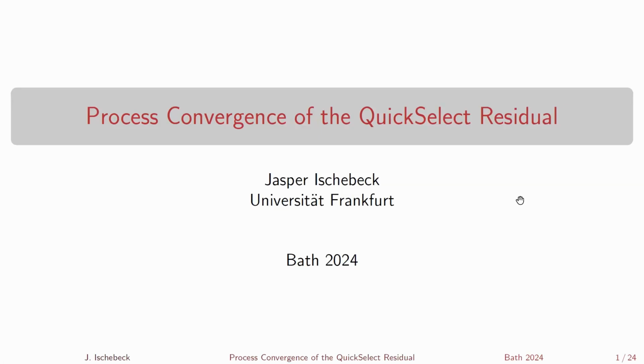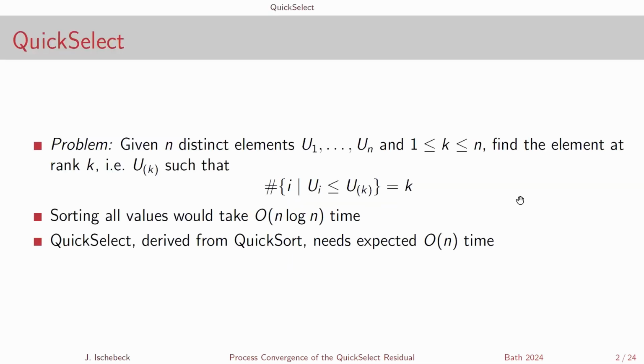I'll be talking about process convergence of the quick select residual, and I'll first introduce quick select again. Quick select is an algorithm to solve the following problem. We have n values, u1 to un, then we are given the value k, and now we want to find the element of rank k, or in other words, the kth biggest element, or in other words, the element such that there are k elements that are a bit smaller than that.